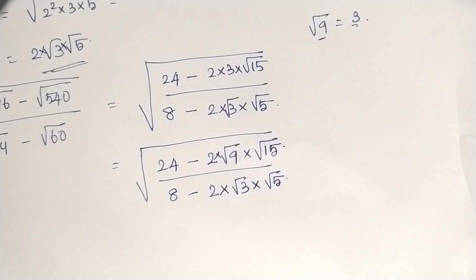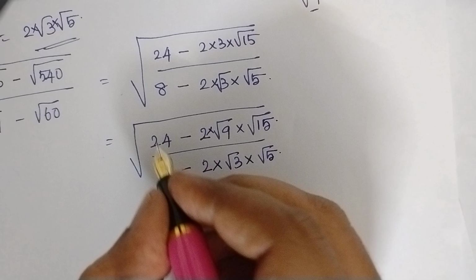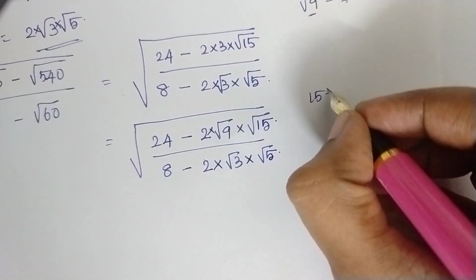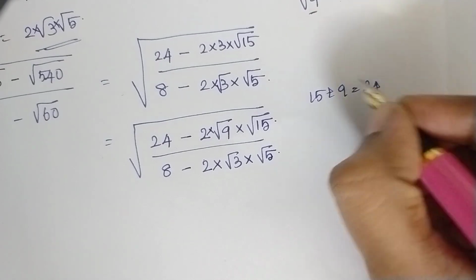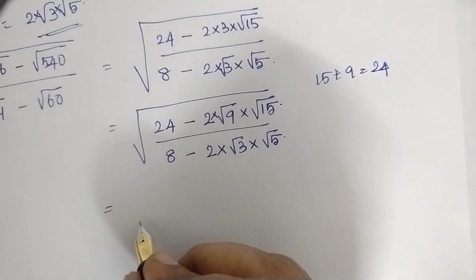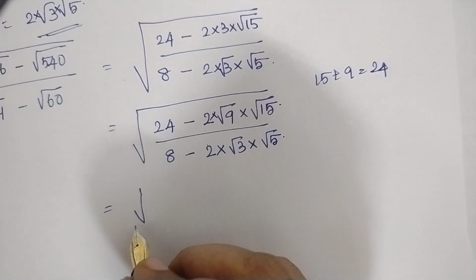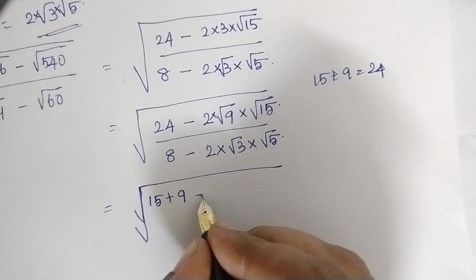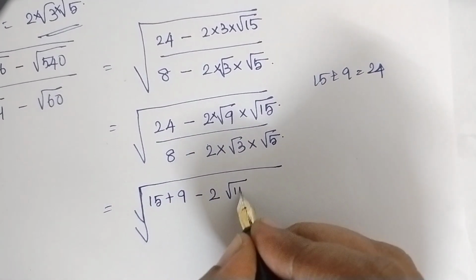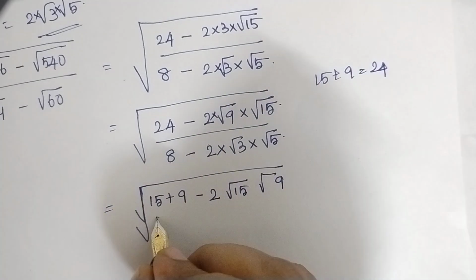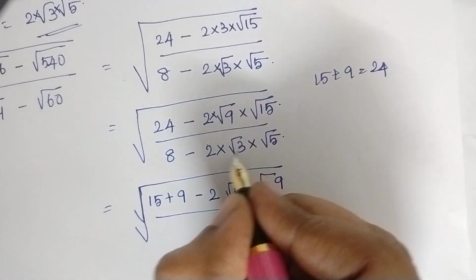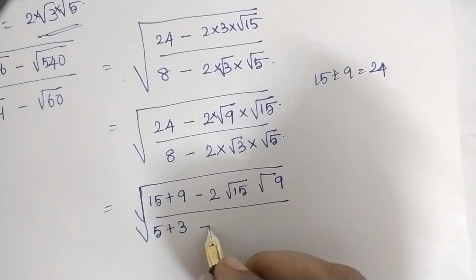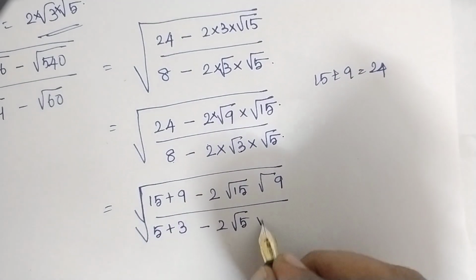Now I'm going to write 24 in terms of 15 and 9. 15 plus 9 I get 24. So just replace that here. Therefore the root of 15 plus 9 minus 2 root 15 into root 9, divided by, here I am going to write this 8 in terms of 3 and 5: 5 plus 3 is 8, so minus 2 into root 5 into root 3.